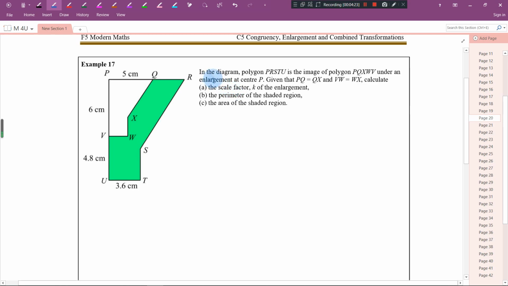Let's look at one more example. In the diagram, polygon PRSTU is the image of the polygon PQXWV. So this is the object, and it enlarged to become the bigger shape. The center of enlargement is over here. Given that PQ is equal to QX, so that means here is 5 centimeters as well, and VW is equal to WX. Calculate the scale factor K of the enlargement.